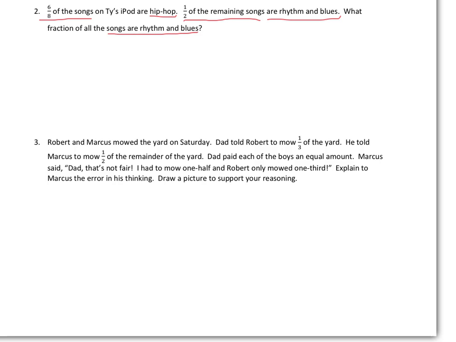Let's take a look at this question more carefully. This question could confuse you. They give you a fraction of 6/8, but what they're telling you is 6/8 of all the songs on his iPod are hip-hop. So what we actually need to solve for are the 2/8 that are left remaining. You need to be careful there, because I'm thinking a lot of kids, when you first read this, would be thinking, okay, I need to write down 6/8 times 1/2. Realistically, we already know that 6/8 of his iPod are accounted for. There's still 2/8 left over, and half of the remaining songs are rhythm and blues. So there's our problem: 2/8 times 1/2.